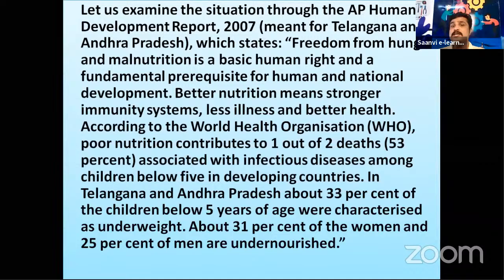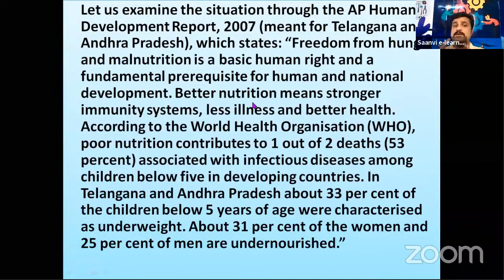Better nutrition means a stronger immunity system, less illness and better health. According to the World Health Organization, WHO, poor nutrition is associated with about 53% of deaths from infectious diseases among children below 5 in developing countries. Many such death cases below 5 years are found in Telangana and Andhra Pradesh.